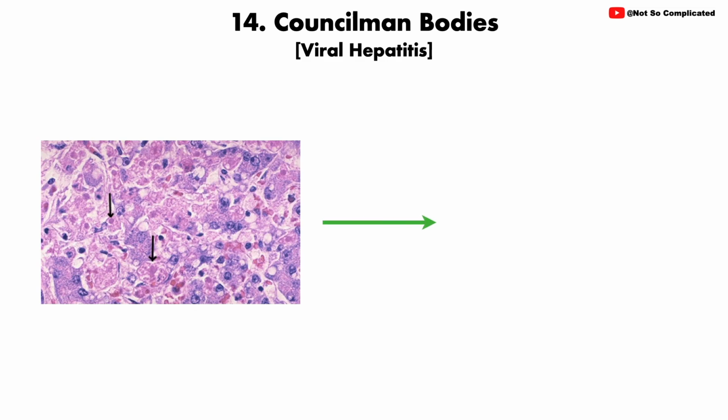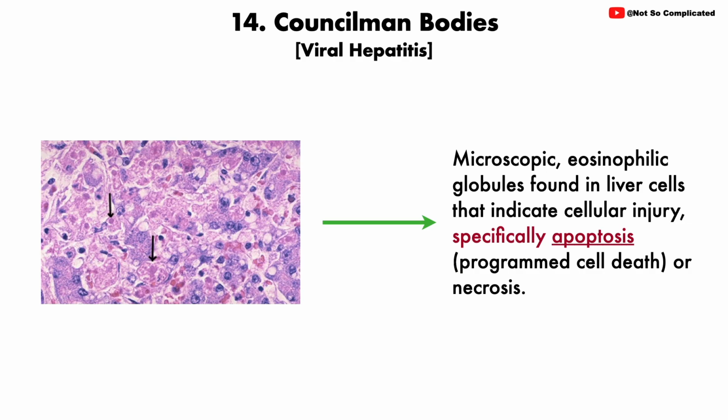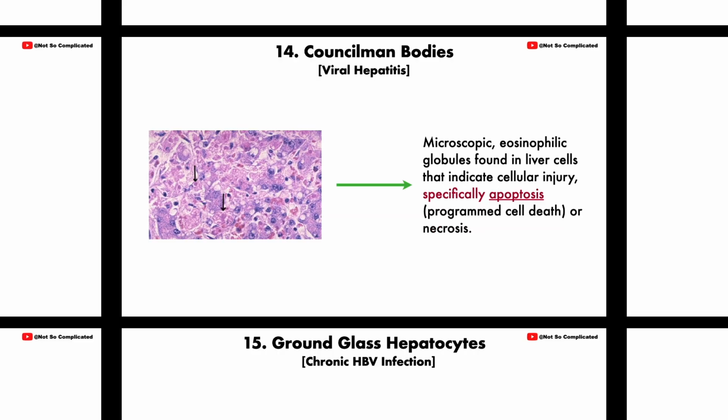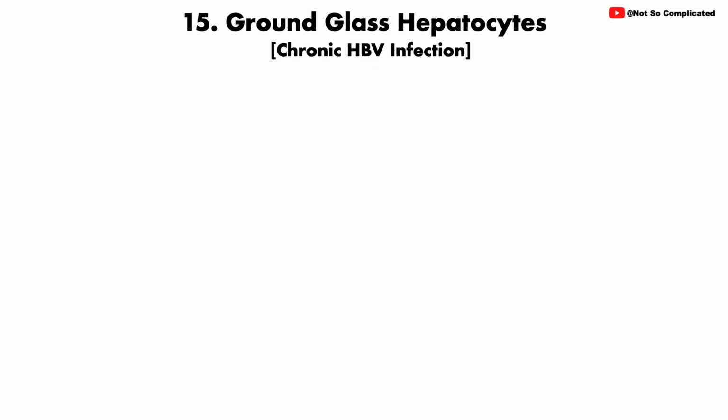All right, so these are microscopic eosinophilic globules that are found in liver cells that indicate cellular injury, specifically apoptosis. Apoptosis is a programmed cell death, and unlike necrosis, all right, it can be due to necrosis also, but specifically it is due to apoptosis. So we have ground glass hepatocytes next.